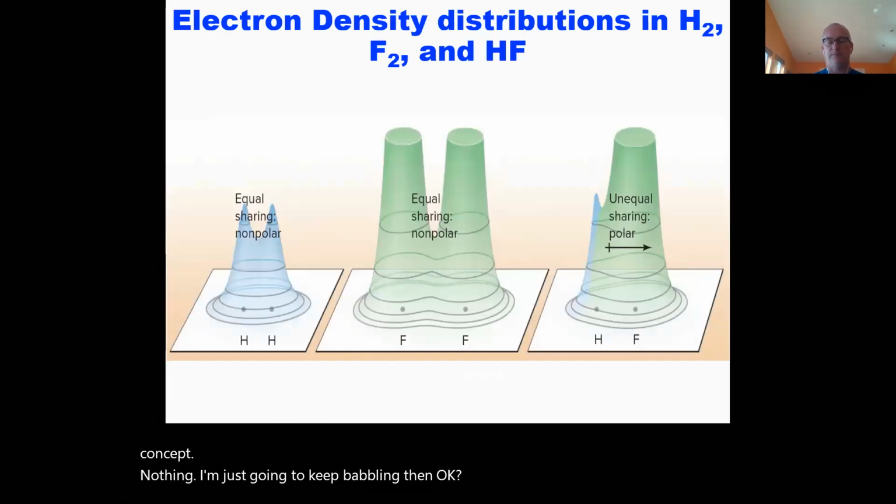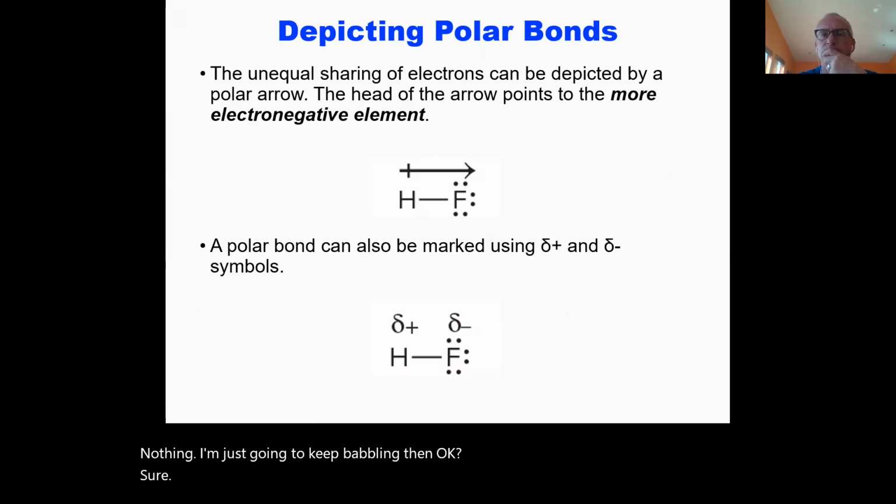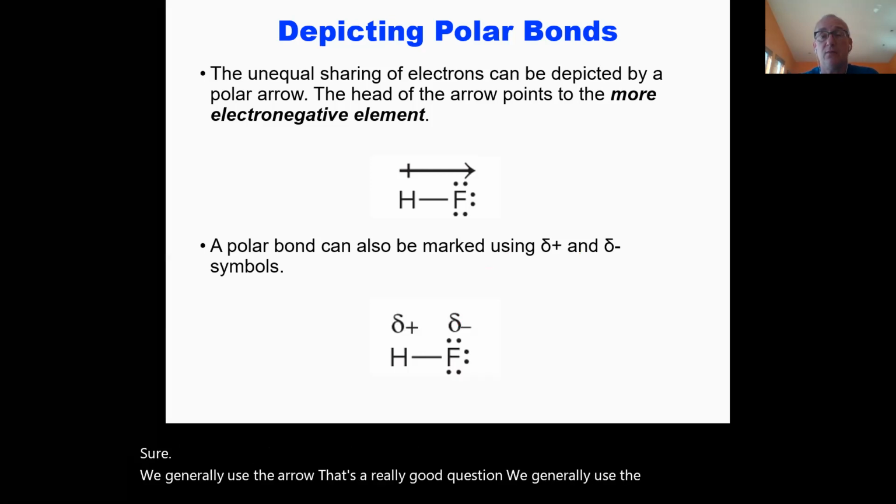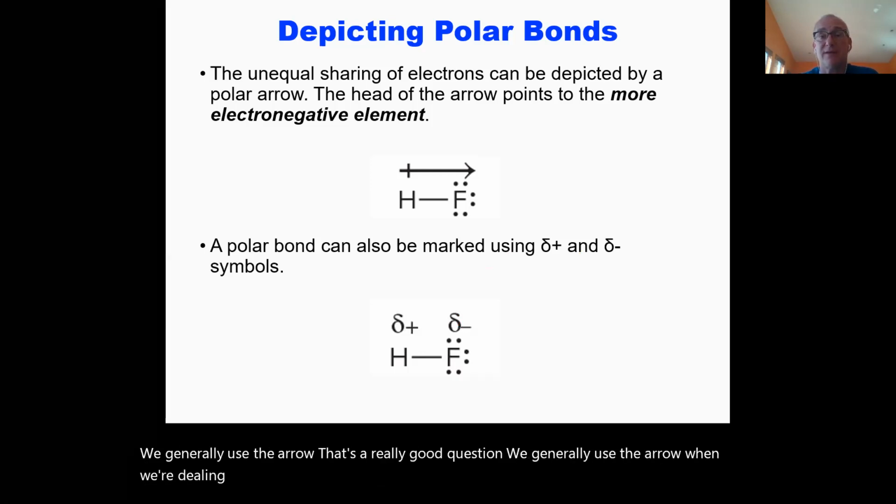Oh, wait, Professor. Yep, sure. Is there a particular preference over which method is being used here, the arrow or the delta sign? We generally use the arrow. That's a really good question. We generally use the arrow when we're dealing with a molecule that has more than 1 bond in it.